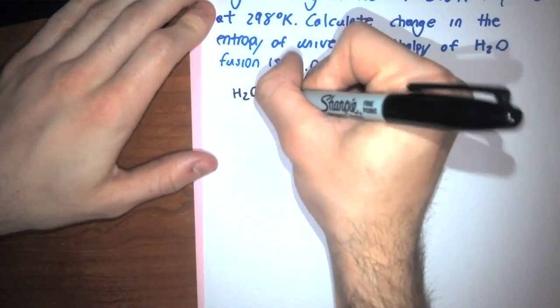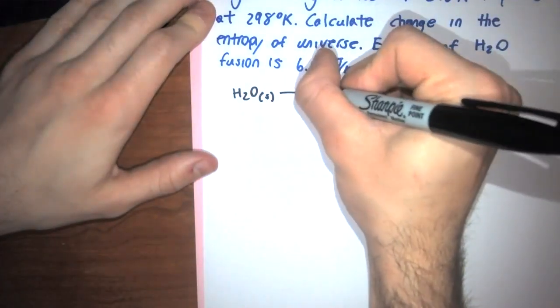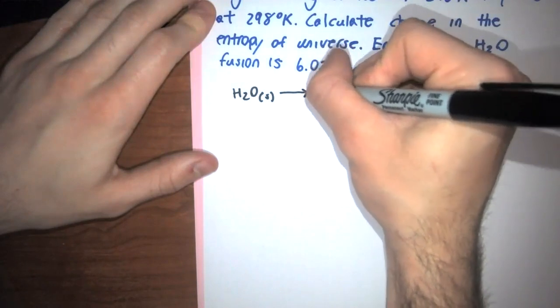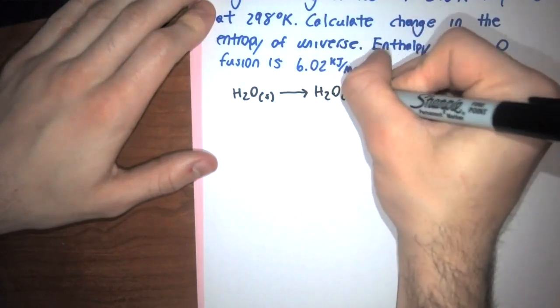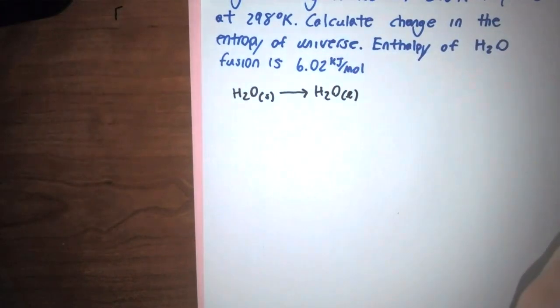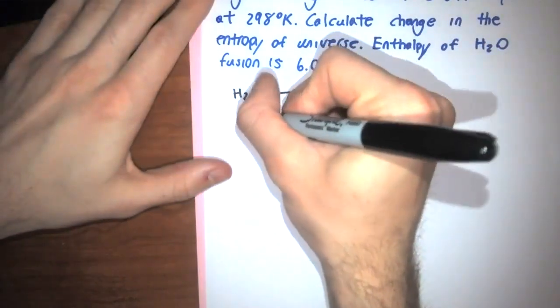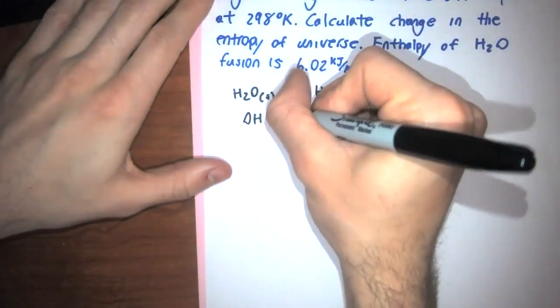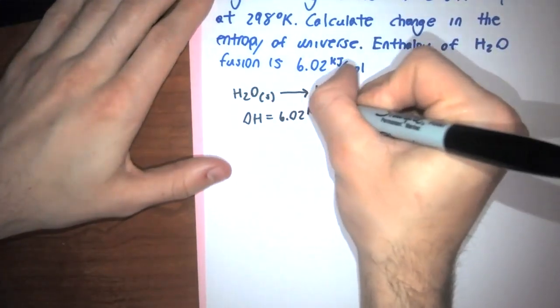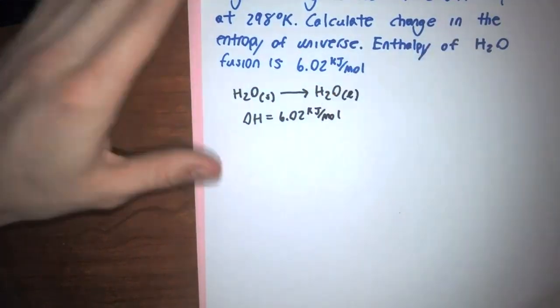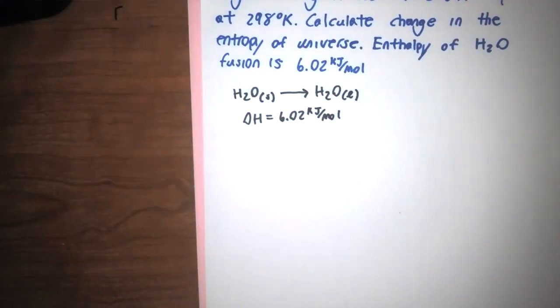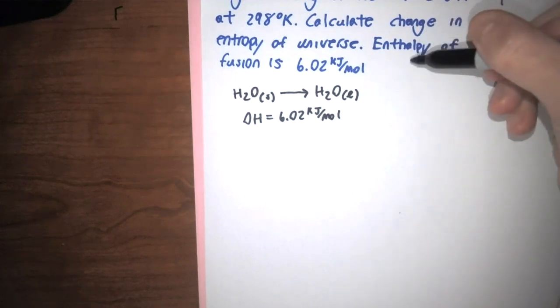Look at that. H2O is a solid. You put it in room temperature, what's going to happen? H2O becomes a liquid, right? We all know ice melts at room temperature. And the delta H of fusion is 6.02 kilojoules per mole. Delta H is an enthalpy value. Do not get enthalpy and entropy confused. Entropy has values of S. Enthalpy has values of H.